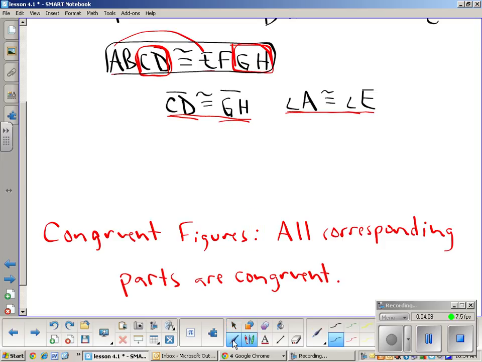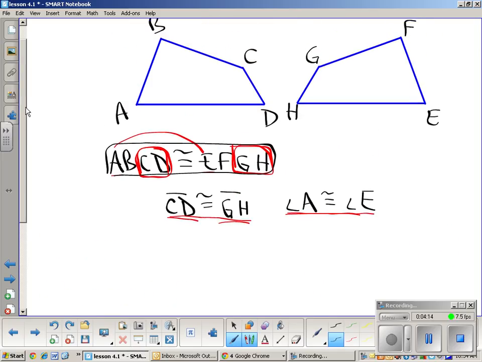All right, so let's list the rest of them. Let me move this up so you can see the picture. Let's list the rest of our corresponding parts. We want to list all of them, so do you have one? Okay, so how do we label that? Angle B congruent to angle F. Another pair. Angle C and angle G.